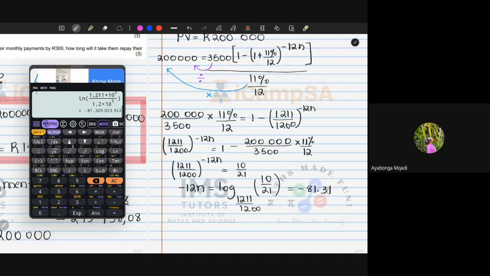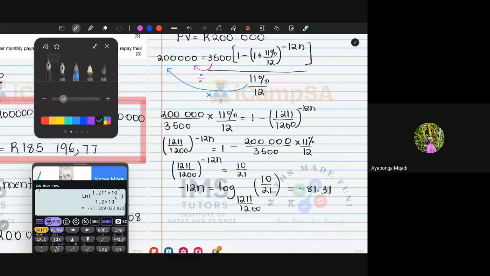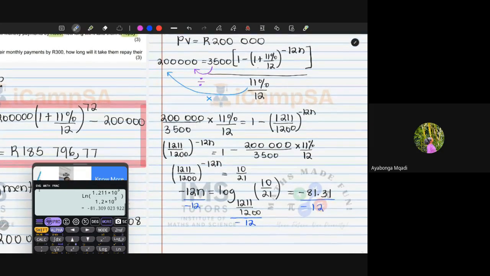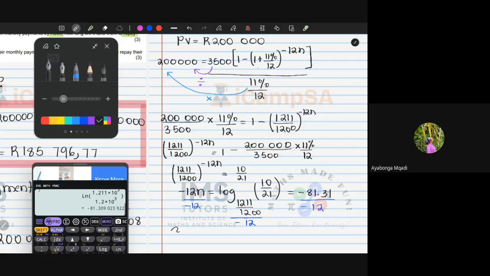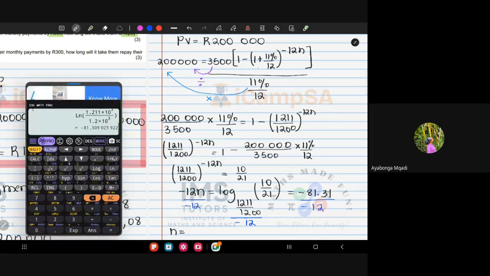Right. If you're getting the same, then we can now easily find the actual n, guys. So how do we find the n? We divide by minus 12. What you do on the left, you do on the right, divide by minus 12, divide by minus 12. What is n, guys? N is going to be what?